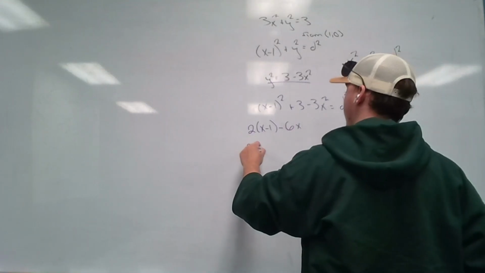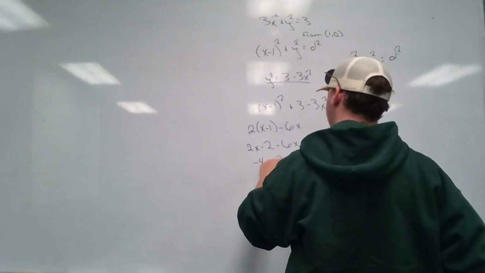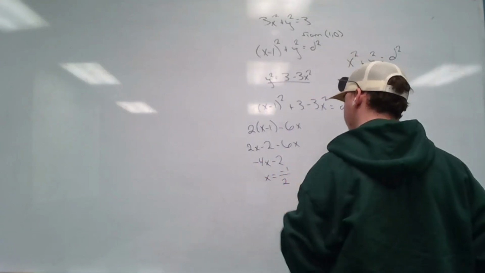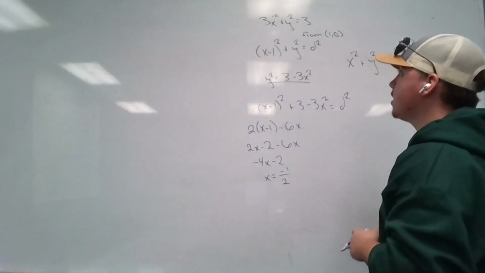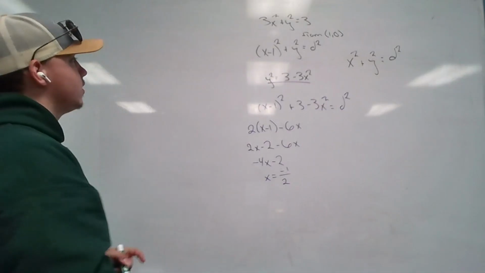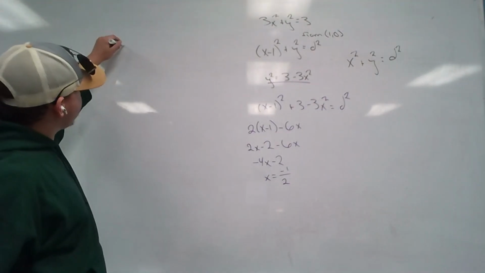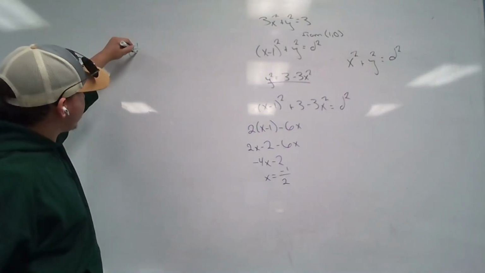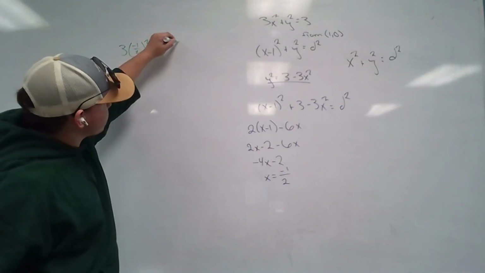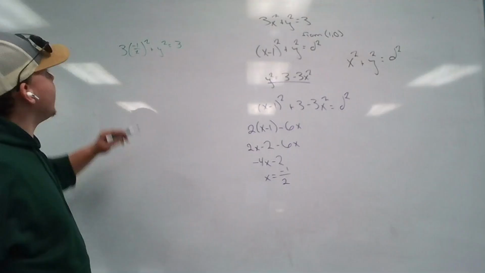Now 2x minus 2 minus 6x is going to be negative 4x minus 2, which gives us x equals negative 1/2. That's as simple as that. So now that we have our x, we can go back and plug it into the original equation, and we're going to have 3 times (negative 1/2) squared plus y squared equals 3. And just solve for that.